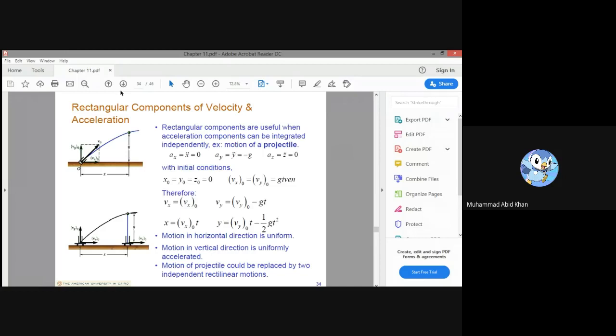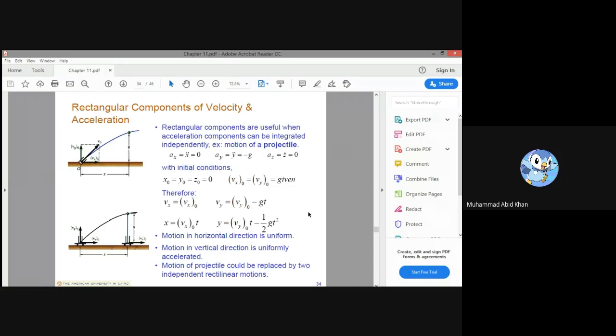Rectangular components are useful when the acceleration components can be integrated independently. For example, the motion of a projectile is given here in this figure with the initial conditions. The initial conditions are given here. Therefore, we get this equation. Okay, let's come to the next point.